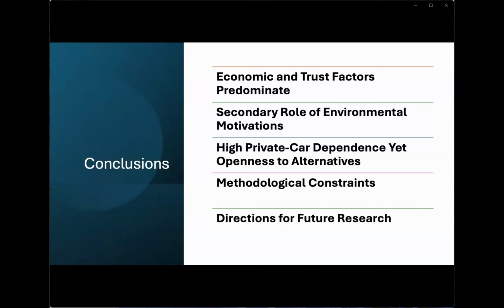Moreover, while our ordinal regression models illuminate the relative weight of economic, environmental, and trust-related variables, they cannot fully account for deeper cultural norms, peer influences, or infrastructural constraints that qualitative methods might reveal.